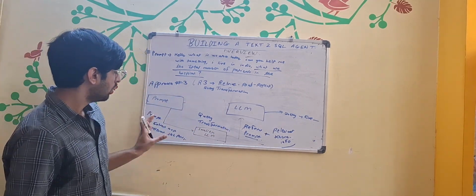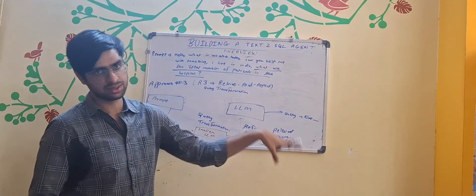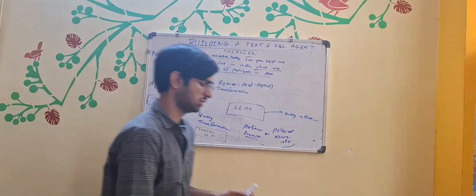Okay, now we talked about all the pre-processing stuff. Now how does the LLM generate a query, and what if it makes some mistakes? We will discuss that in the next approach.